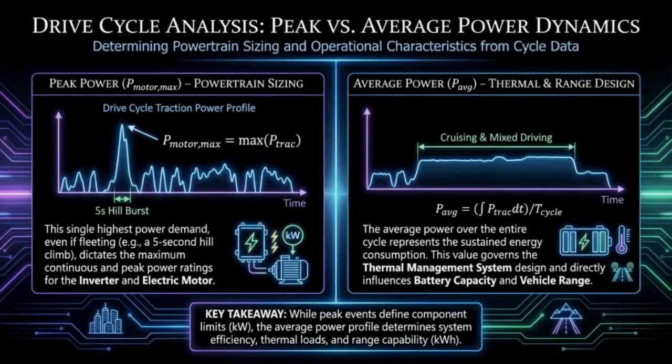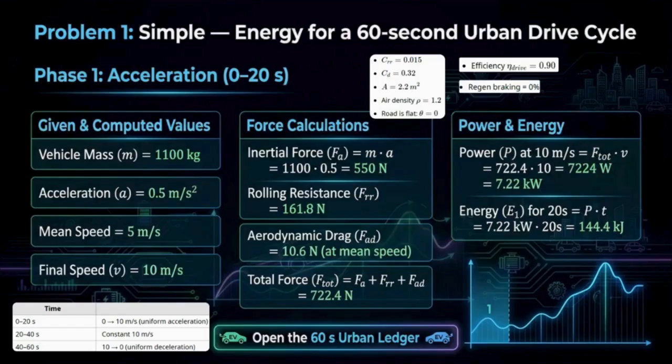In contrast, average power is calculated as total energy divided by total time. Average power governs thermal design and driving range. So remember, peak power sets the inverter size, while average power affects heating and range.